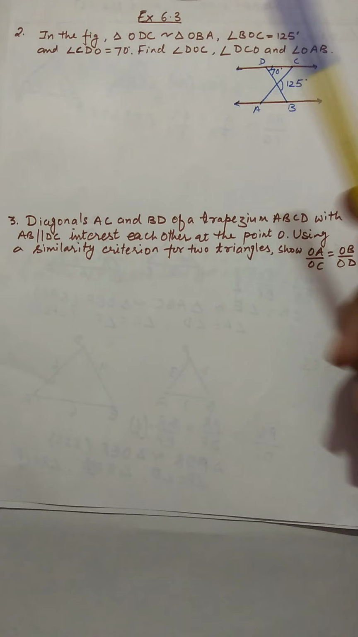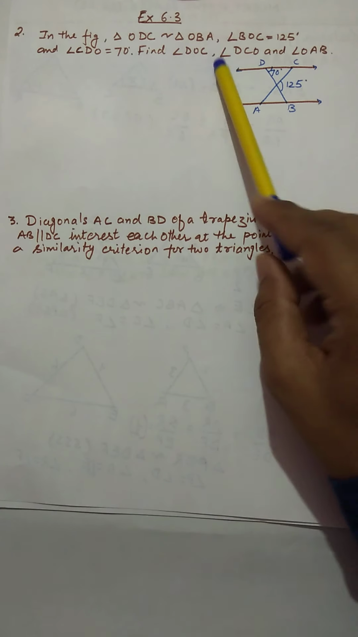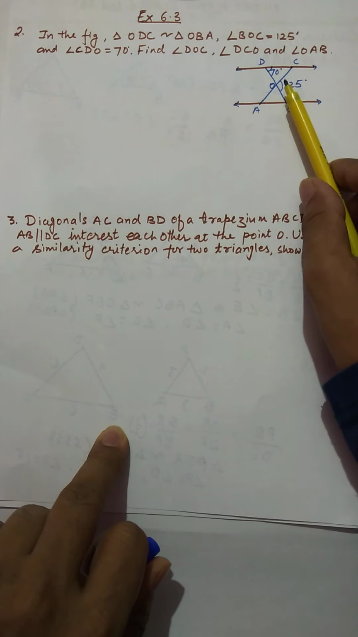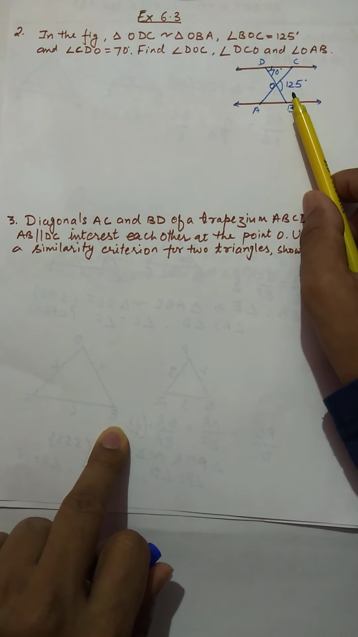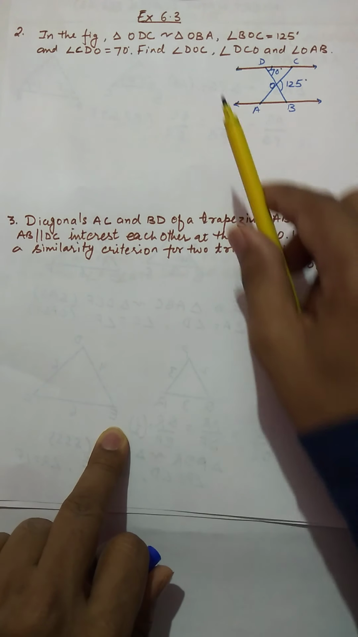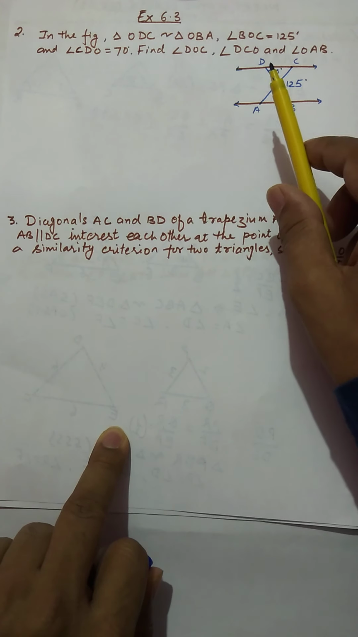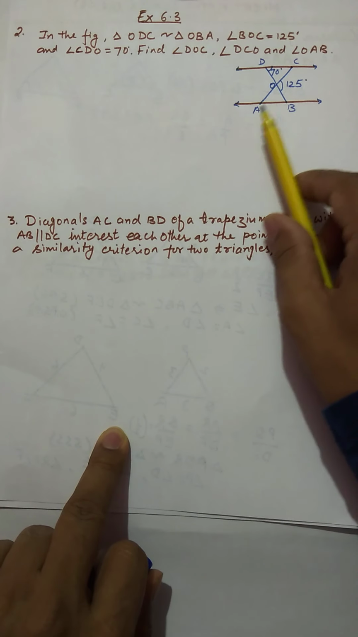After knowing the criteria for similarity of triangles, now we will discuss exercise 6.3. This is question number 2. You can see this is ODC, this point is O, and this is OBA. They are given as similar, and BOC is 125 degree, and CDO is 70 degree. We have to find DOC, we have to find DCO, and we have to find OAB.